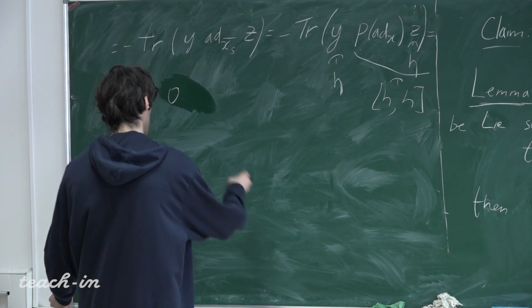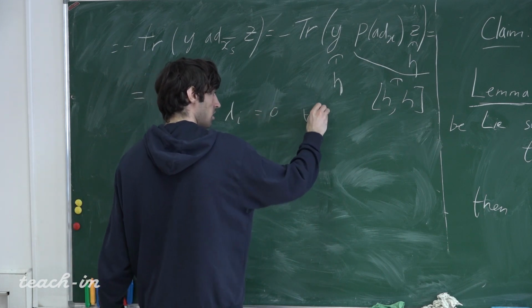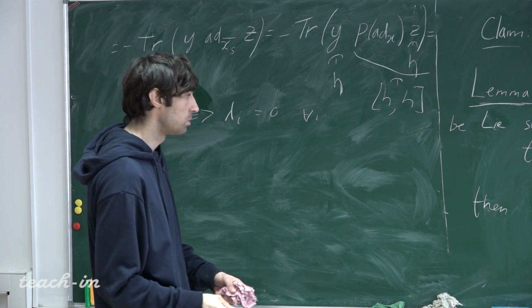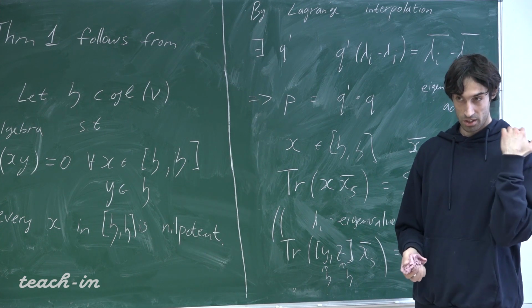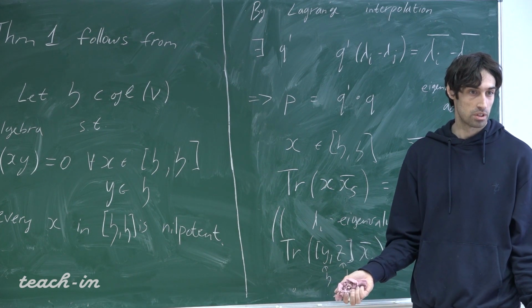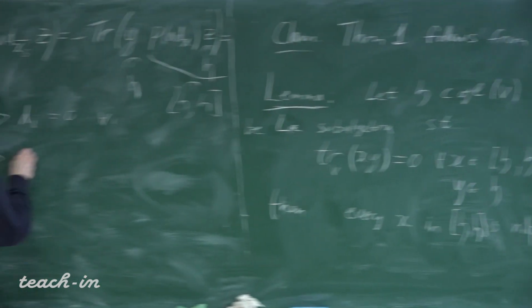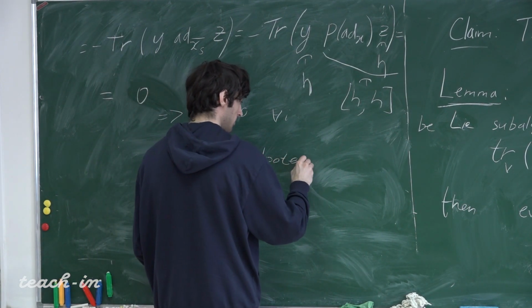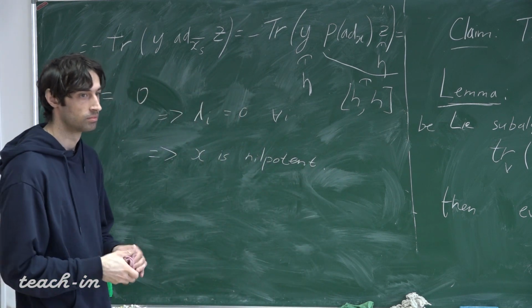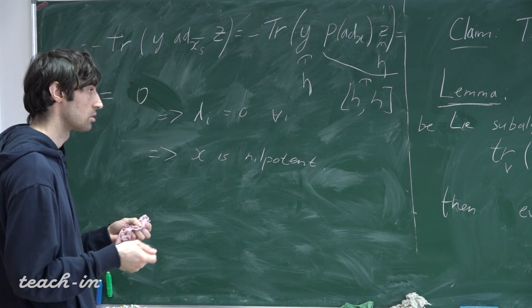So therefore, we're done. So it means that lambda i's are 0 for each i. Right? It means that all eigenvalues of X are zeros. So semisimple part is 0. So the only thing left is the nilpotent part. So therefore, X is nilpotent. And that's it. So we proved everything.